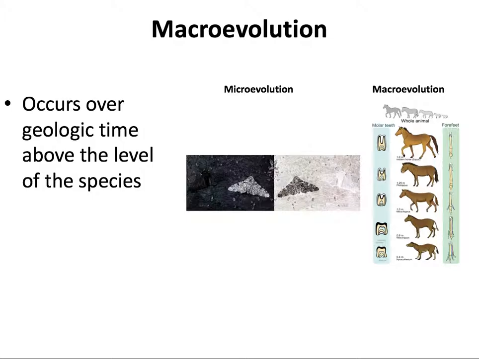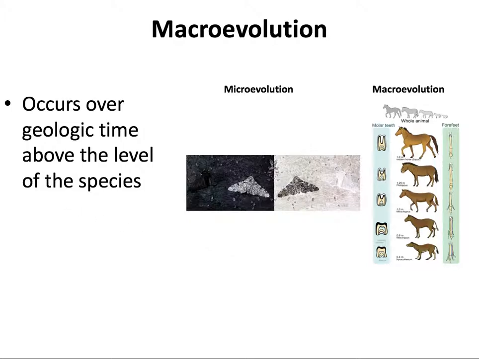Macro you want to think of as large or large scale. It's how new species evolve from ancient species. Last time we were looking at microevolution, which is how populations change over time. And we saw these moths evolving as populations to having different coloration based on which color blended in better with their background.